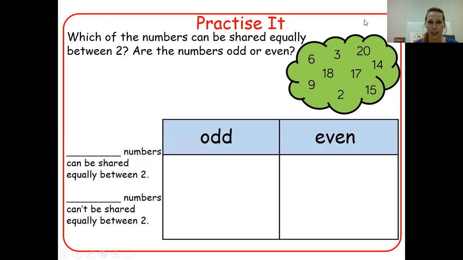Okay. Now it says you've got a bubble with lots of numbers in here, and it says which of these numbers can be shared equally between 2? Are the numbers odd or even?